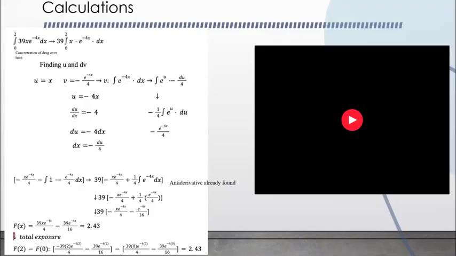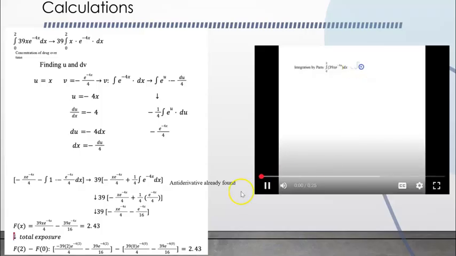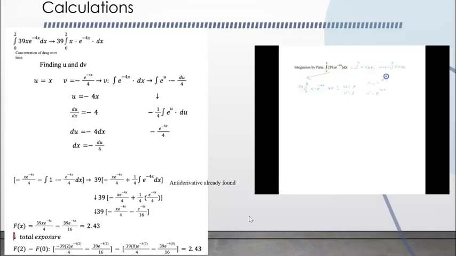We now have to antiderive e to the negative 4x, but using our knowledge, we know that to antiderive e to a power and a single variable of x, all we need to do is divide the whole thing by the derivative of the power. So our v is negative e to the negative 4x over 4. Now we simply algebraically solve and derive our integral expression, which is written below and being solved on the right-hand side here. And finally, we evaluate the antiderivative of our integral from 0 to 2 to find our total drug exposure over the whole surgery. This value is 2.43 milligrams times hours over liters.